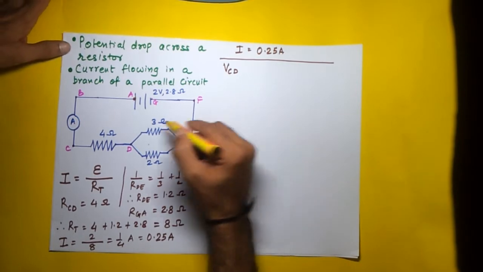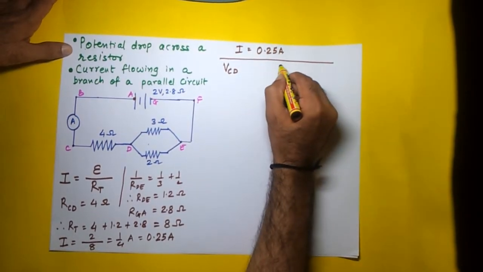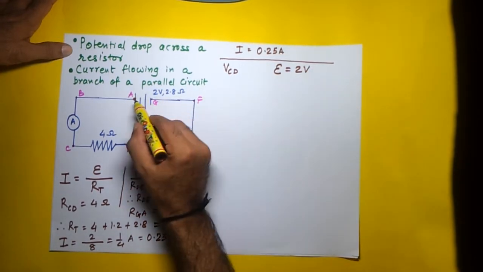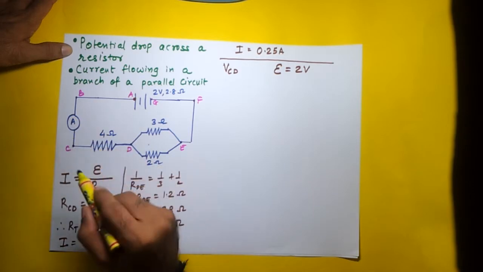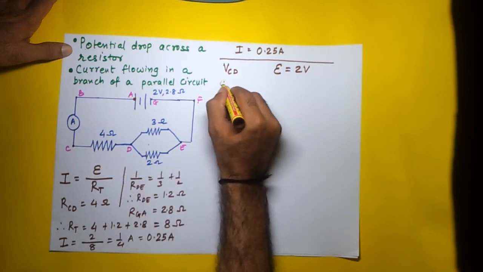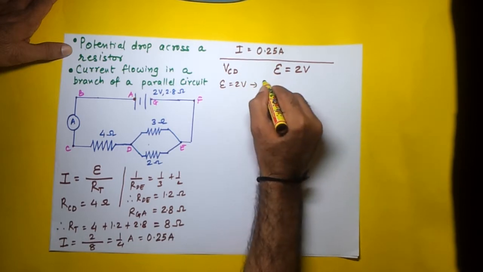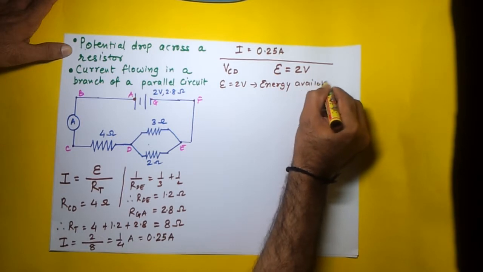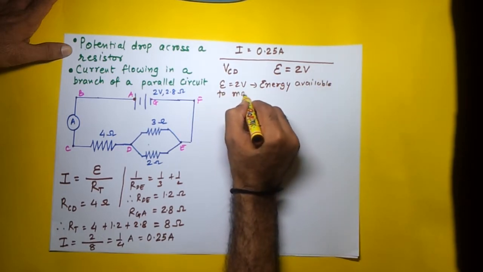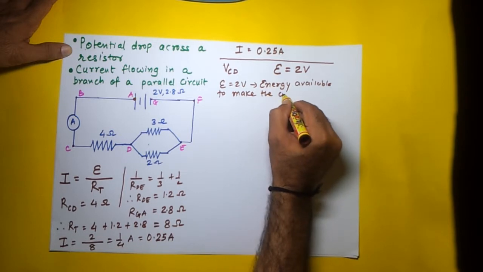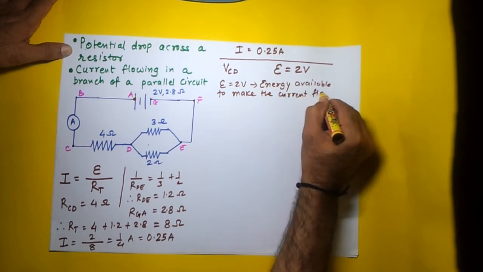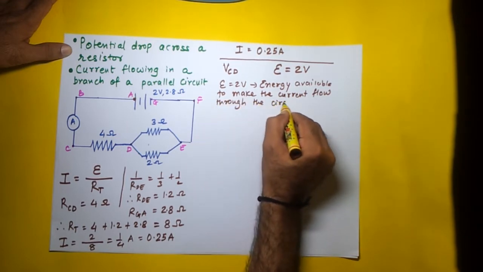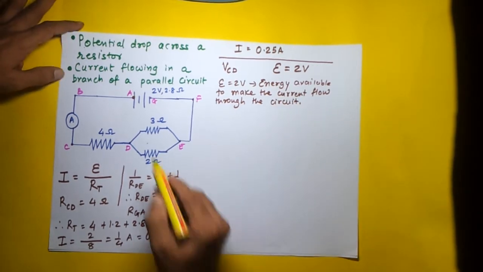To find out VCD, we need to understand the meaning of epsilon, right? So let us say epsilon. Epsilon is 2 volts. What does this mean? Epsilon 2 volts is the total energy available to make the current flow in the circuit. I think I will write it down, right? Epsilon is equal to 2 volts is the total energy available to make the current flow through the circuit. So this is the total energy available.